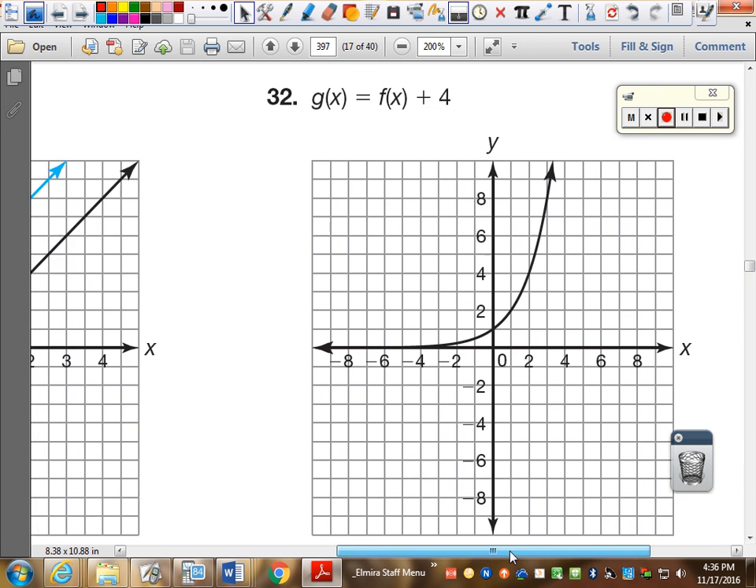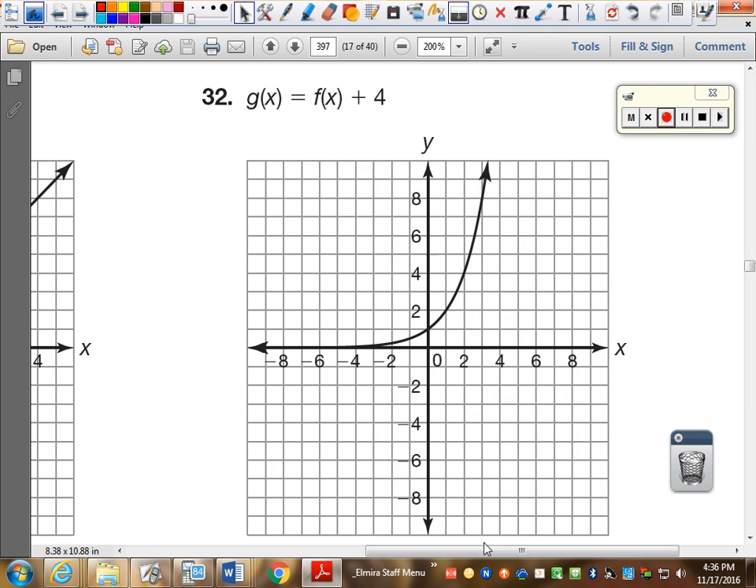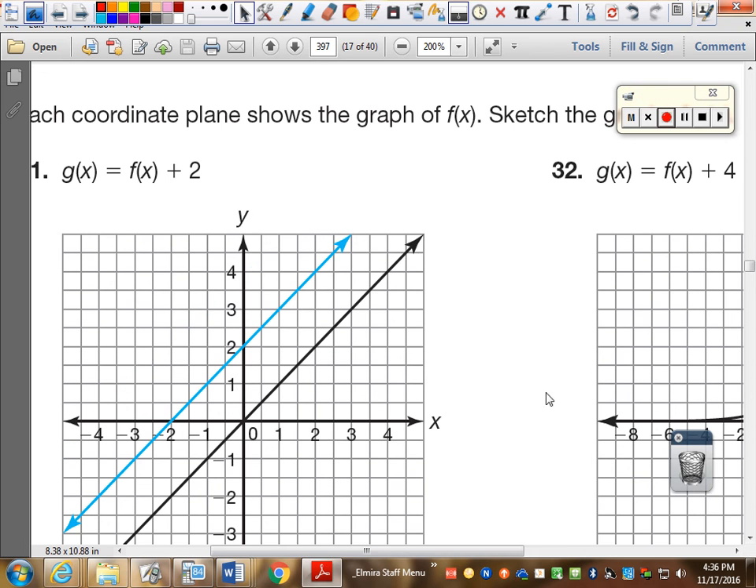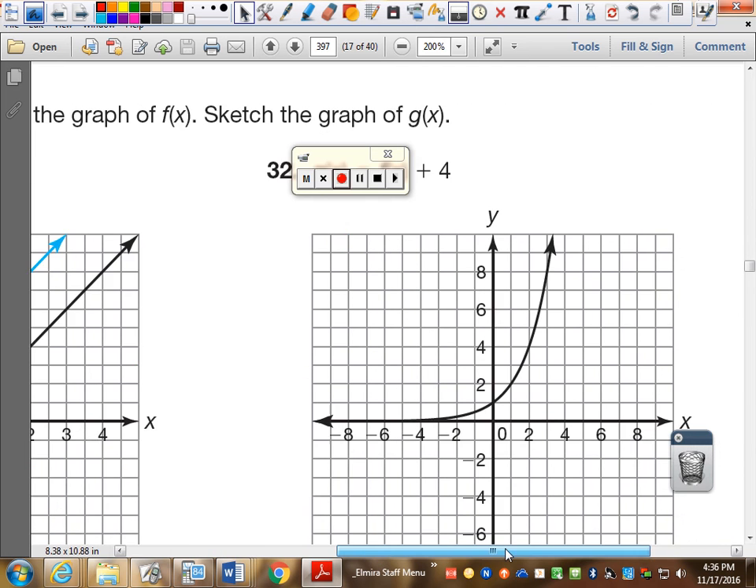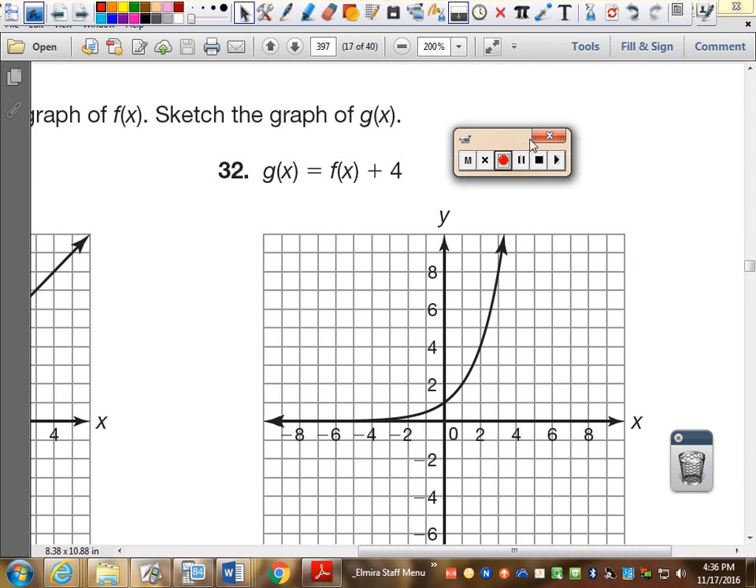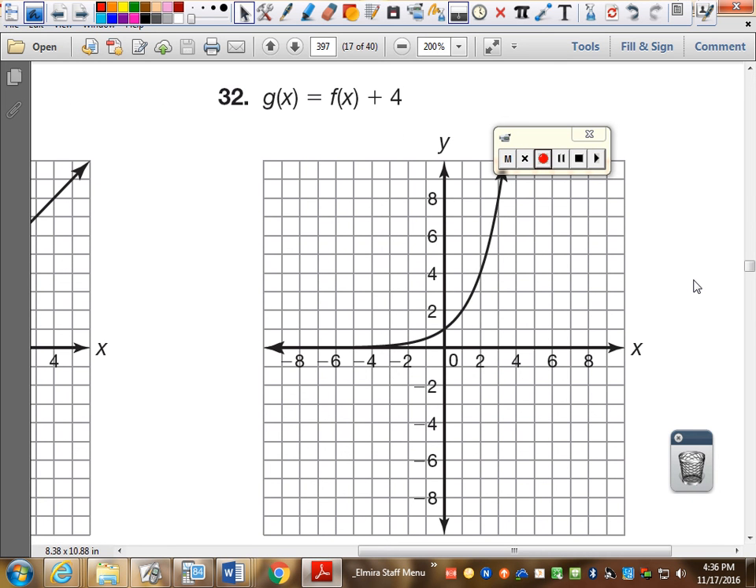Okay, this section, the directions are to sketch the graph of g of x based on what they tell you that g of x is in terms of f of x. So if this says f of x plus 4, we're adding 4 to the entire function.